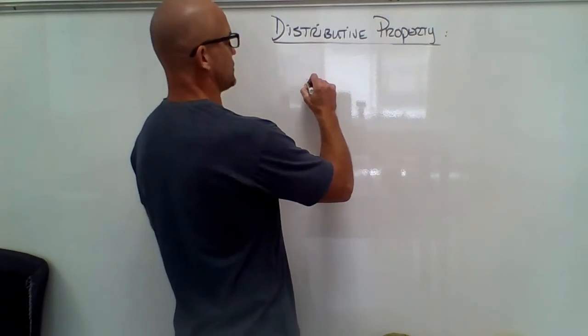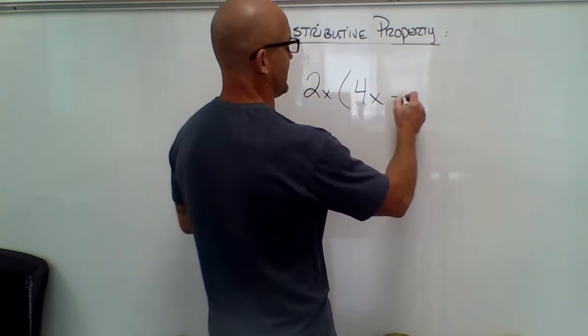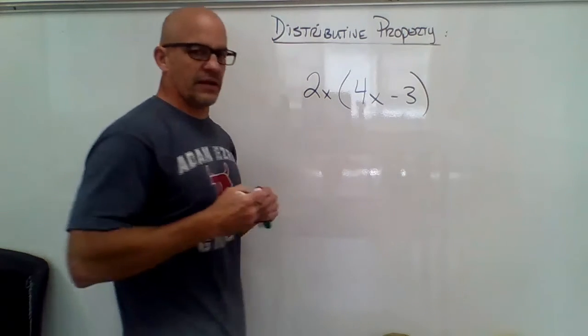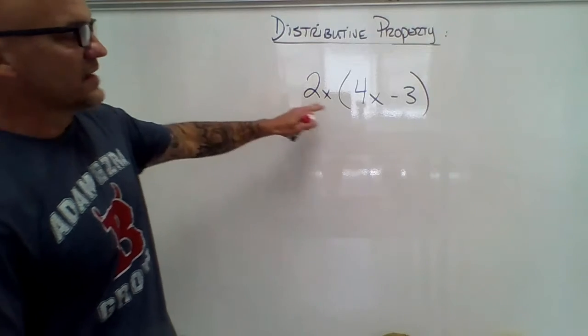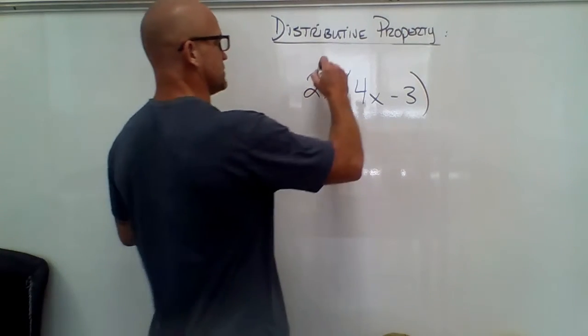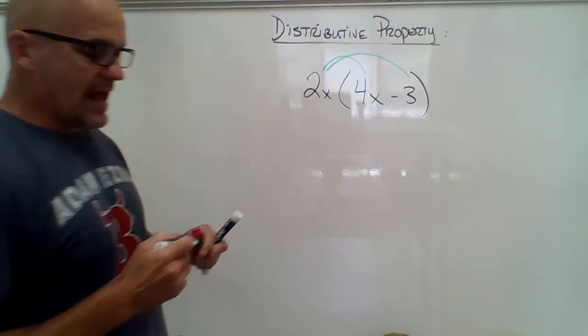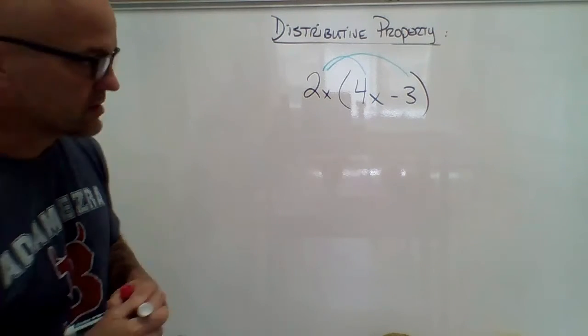So let's take 2x and distribute that into 4x minus 3. We'll start fairly simple. I'm taking this 2x and multiplying it times that linear binomial inside. So I'm going to take the 2x times the 4x and the 2x times that minus 3. Now, this is where a lot of students run into some trouble.